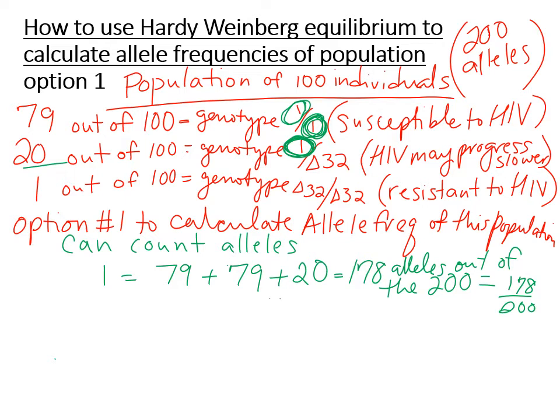So 0.89 or 89% of this population is the number 1 allele.